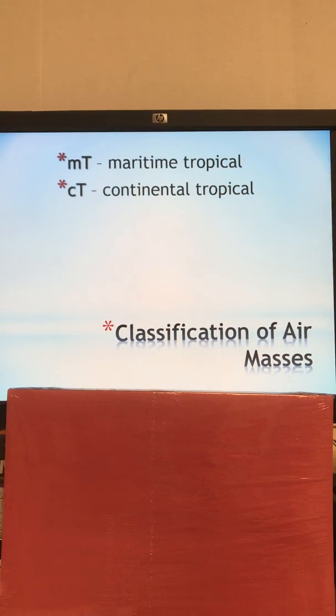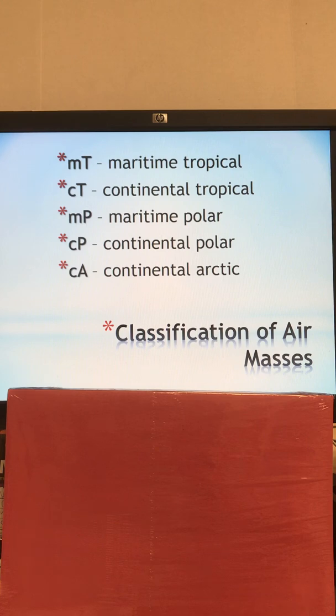Now, we have these 5 different types of air masses, and we're going to get to where those are located, but let's start out with this. We name them small m, capital T; small c, capital T; small m, capital P; small c, capital P; small c, capital A. Maritime tropical, continental tropical, maritime polar, continental Arctic.